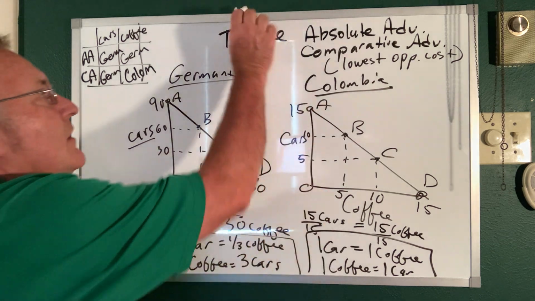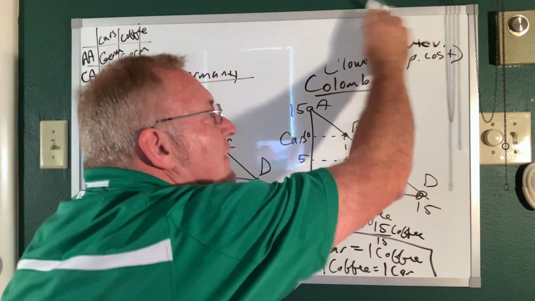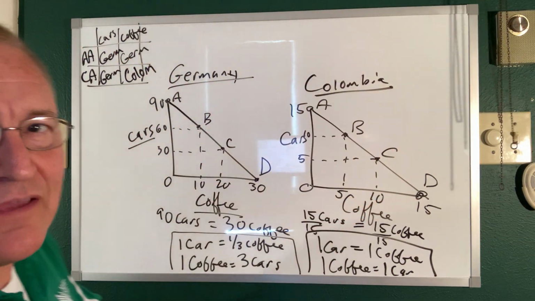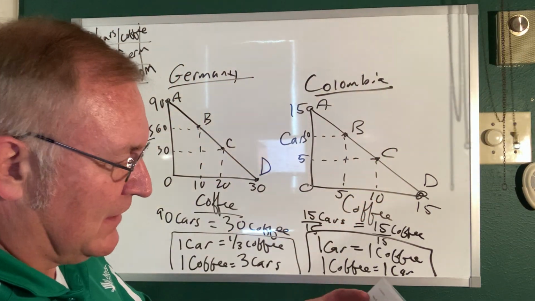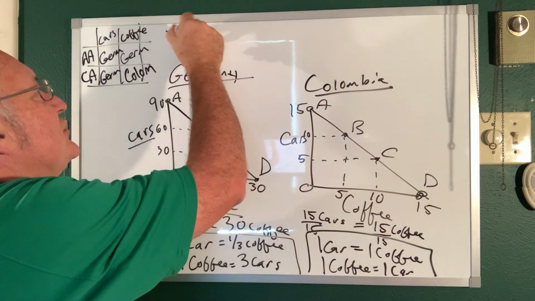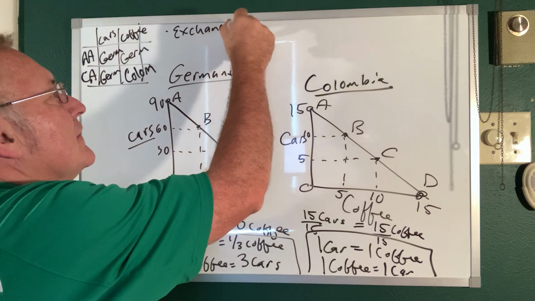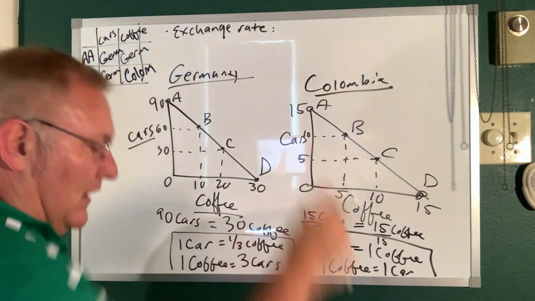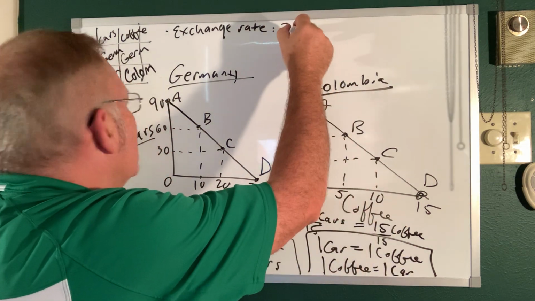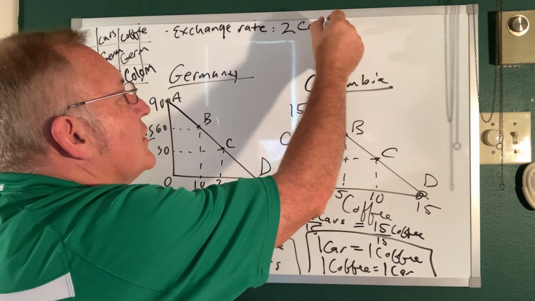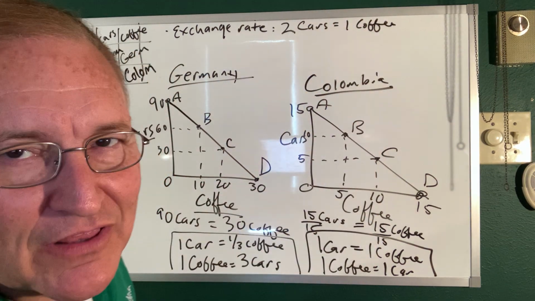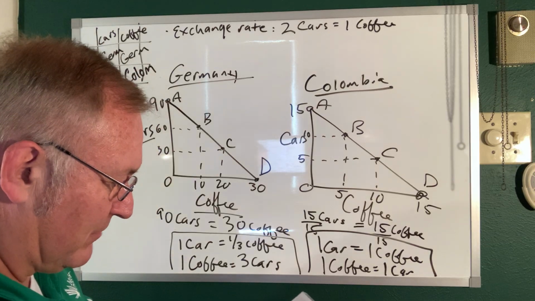All right, so to prove that it makes sense for them to trade, let's do this. I'm going to give you a couple of inputs here, or assumptions. The first is I'm going to give you an exchange rate. And the exchange rate I'm going to use is 2 cars equals 1 coffee, which seems a little goofy and lopsided, I know, just bear with me.